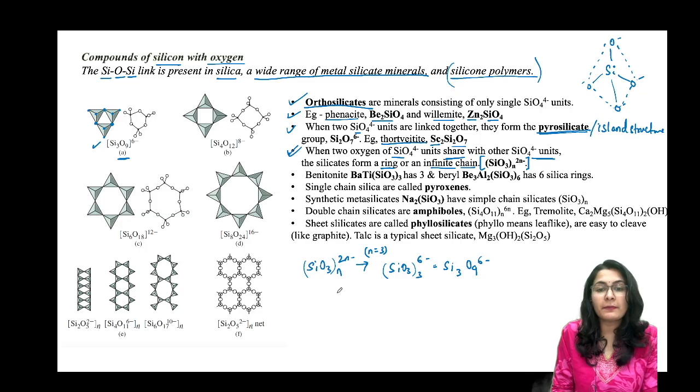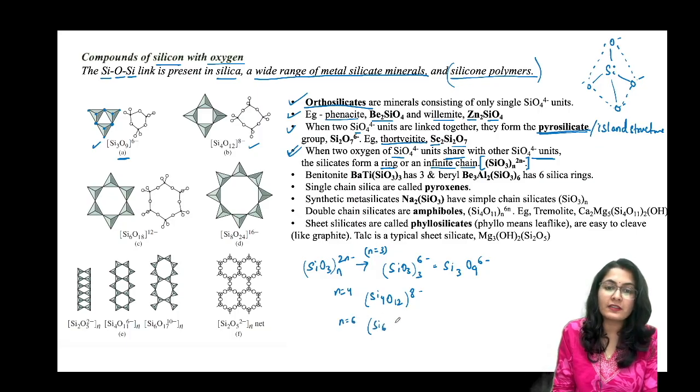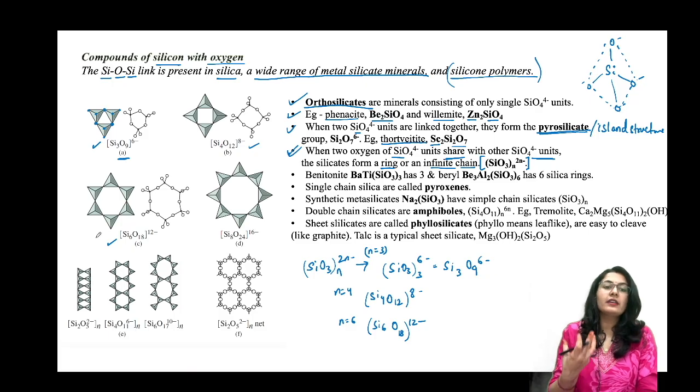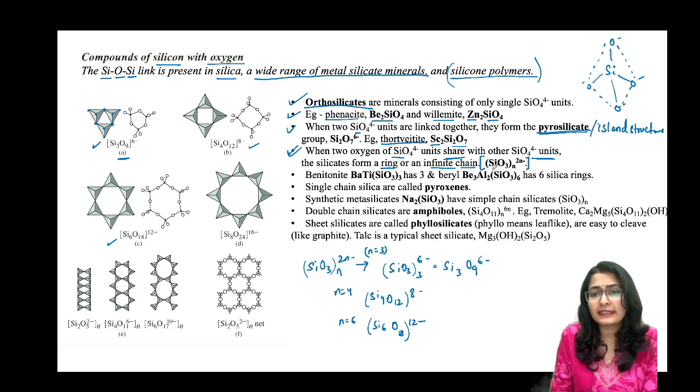Now, if I do the same thing and put the n value 4 over here, it becomes Si4O12, 4 into 2 is 8 minus. See, this is what I get. If I put n value equal to 6, because now I want a 6-membered ring, it will become Si6O18, 6 into 3 is 18, 2 into 6 is 12 minus. This is what I get. So this is exactly what I have for a big 6-membered ring right over here. So just remember this little formula I've given you for ring silicates.